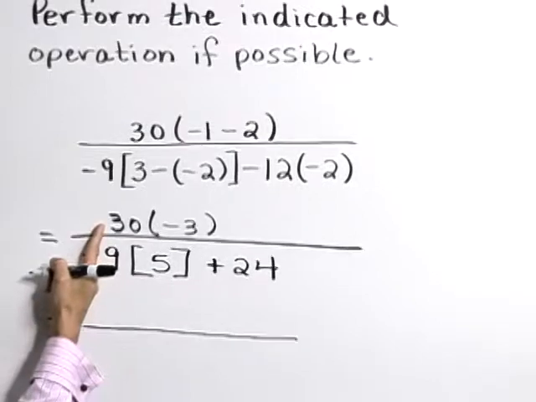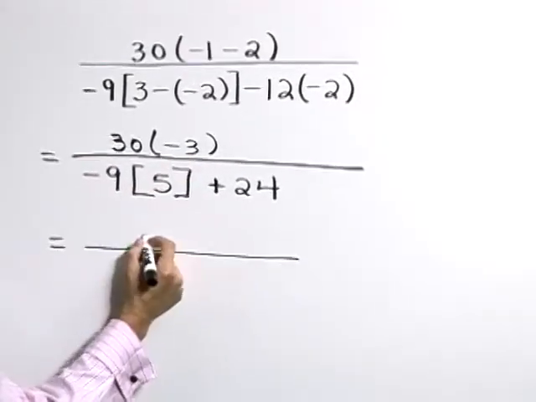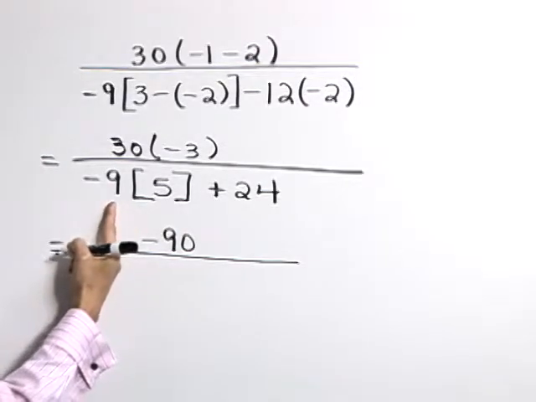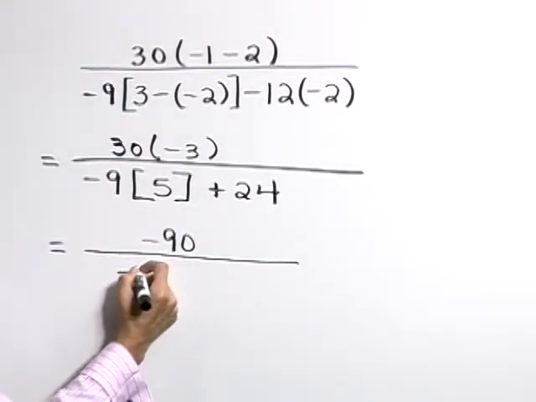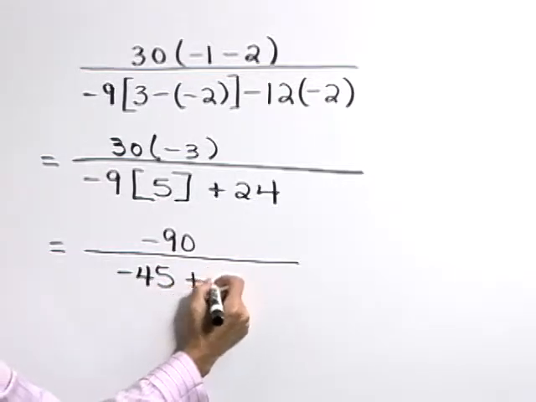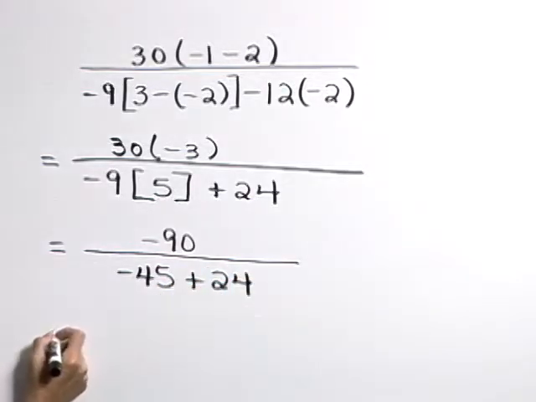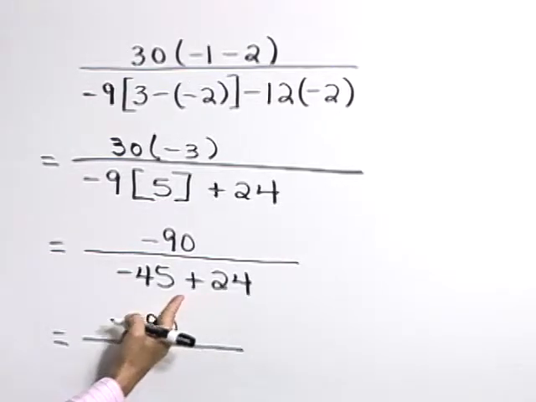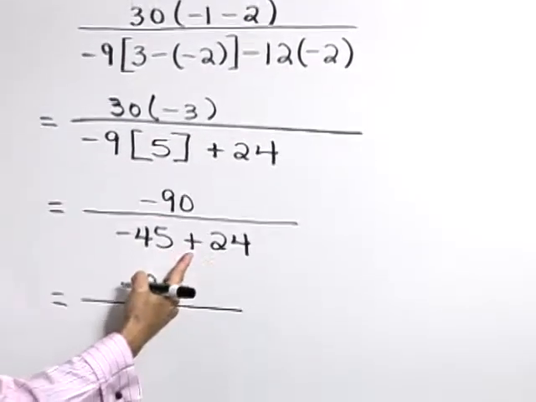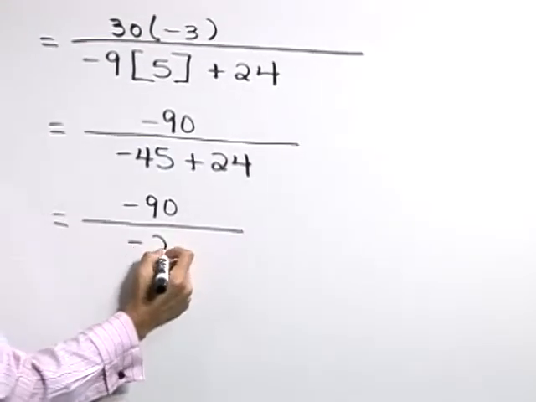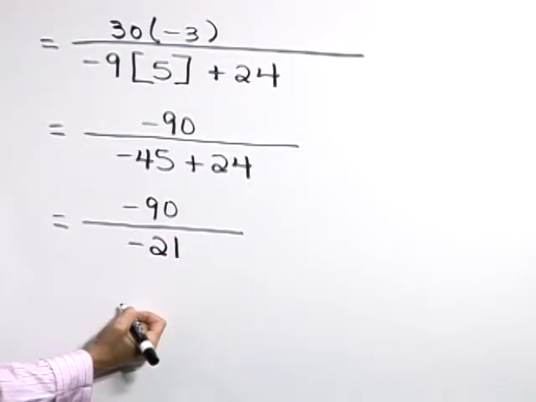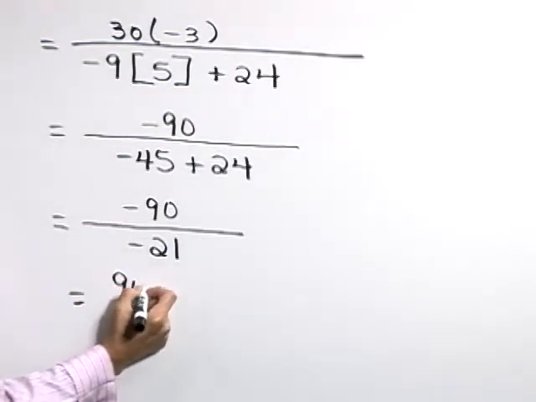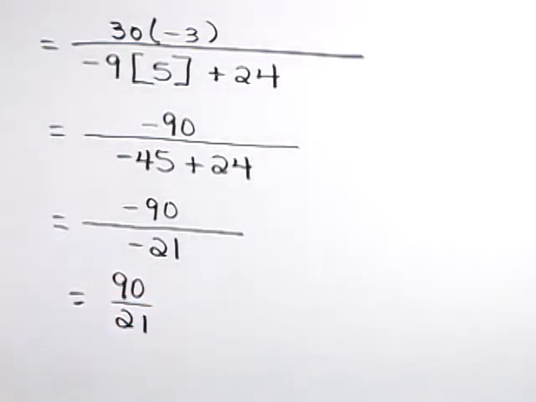Back to the numerator, 30 times a negative 3 is a negative 90. And in the denominator, negative 9 times 5 is a negative 45. Lastly, let's combine those terms. In the denominator, negative 45 plus 24 is a negative 21. Now, as we divide two negative numbers, that yields a positive result, 90 over 21.